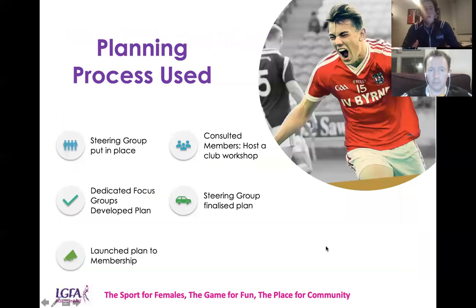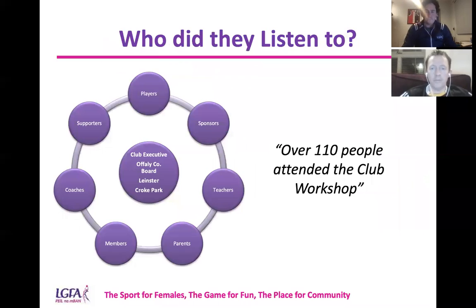On the planning process, it's the exact same one that I talked about previously. They had a steering group put in place. They consulted their members, so they hosted a club workshop. They had dedicated focus groups from that workshop that developed the plan, and then the steering group devised the plan and it was launched to their membership. In terms of who they got in touch with, they had over 110 people at the workshop: players, supporters, teachers in the local schools, and parents, who are often forgotten about. They may not even be members, but they're there and they're part of it.